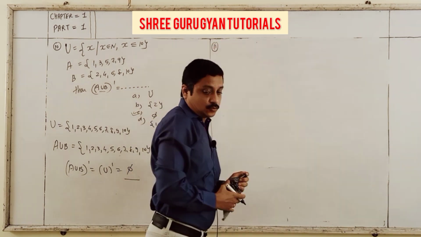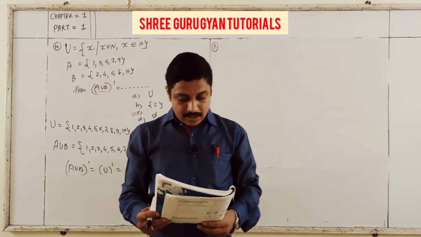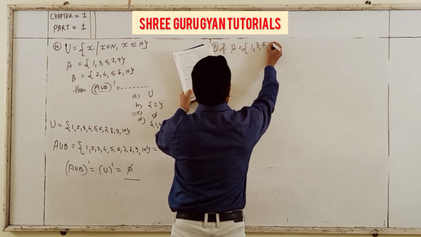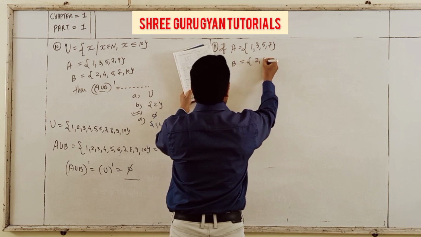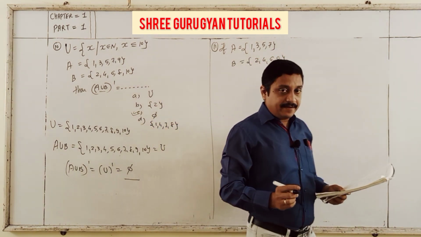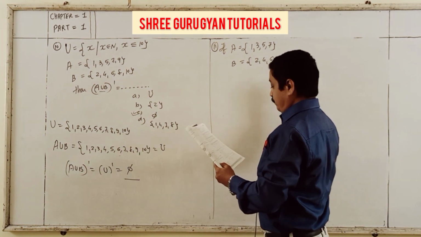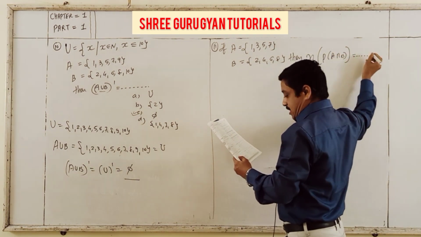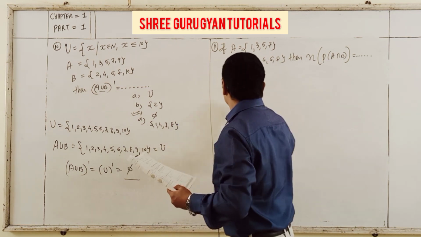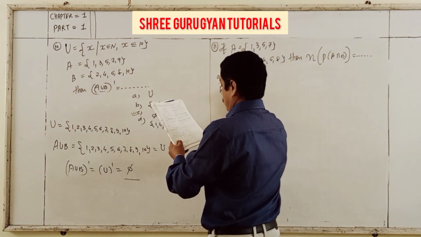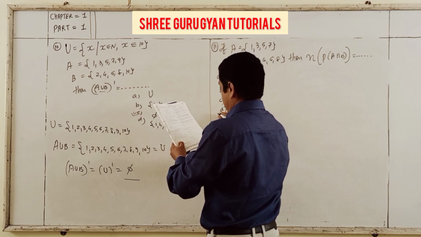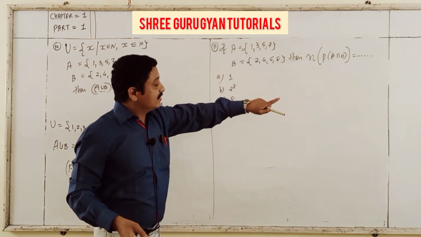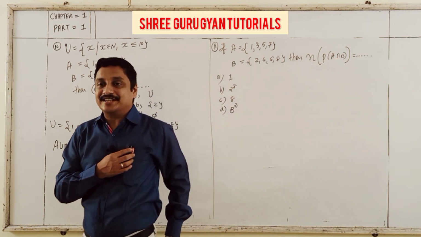11th is also a very interesting question. In the given sets, A is 1, 3, 5, 7 and B is 2, 4, 6, 8, and then it is asking the number of power set of A intersection B. The options printed are respectively 1, 2 raised to 8, 8 and 8 square. So students, very simple.